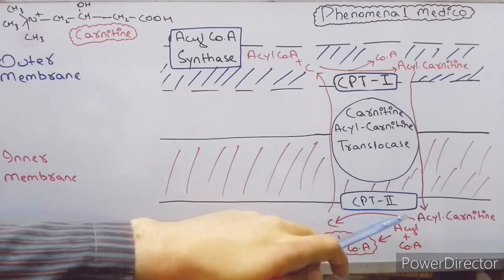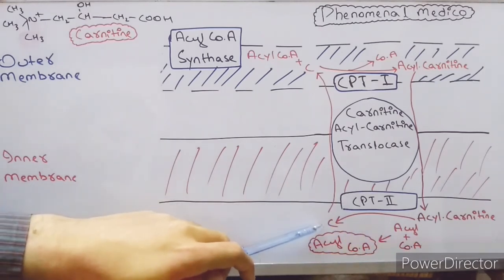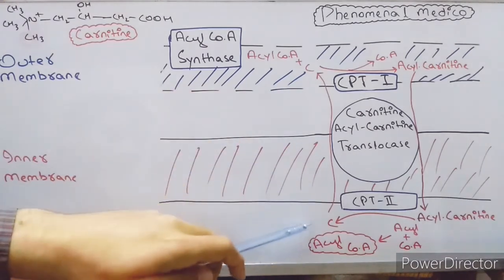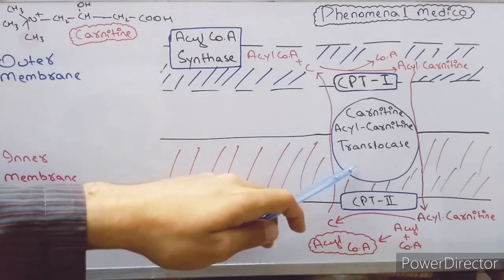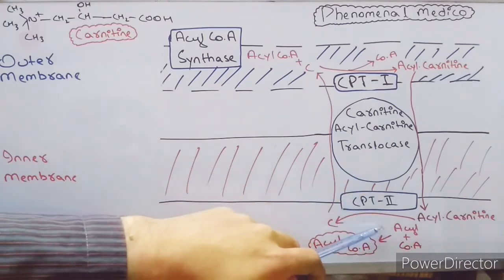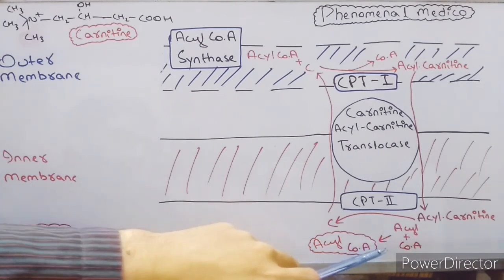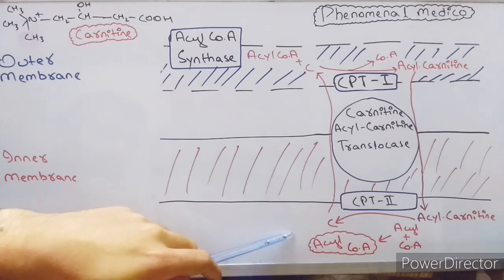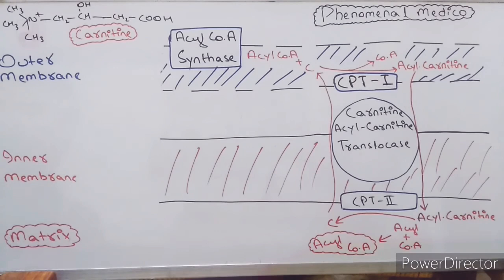It cleaves the acyl molecule from the carnitine, and this is the carnitine that is translocated back to the outer membrane from the mitochondrial matrix by the carnitine acyl carnitine translocase enzyme. Anyhow, this acyl molecule is then connected again to this coenzyme, finally forming the acyl coenzyme A back again in the mitochondrial matrix, and this is the acyl coenzyme A which undergoes beta oxidation processing.